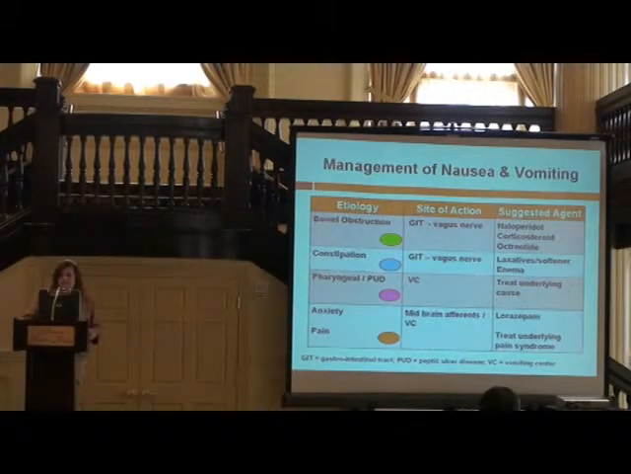Constipation, make sure that you have an adequate stool softener and laxative combination, especially if it's opioid-induced. The pharyngeal peptic ulcer disease, I mentioned that earlier. And then finally for anxiety or pain, again, try to treat the underlying cause here. If you can't find an underlying cause, lorazepam or Ativan is probably your best option at this point.